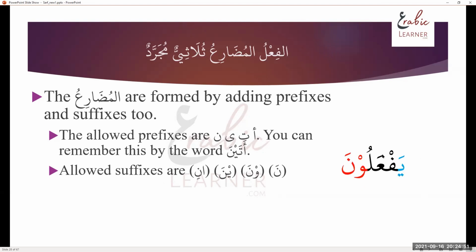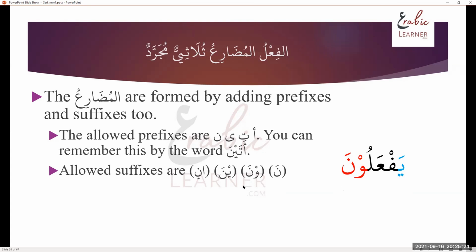For example, Yaf'aluna. Here we added the prefix in the beginning, Ya, one of the Ataina. So here we added Ya before, and we added Una at the end, which is a suffix. So this is yaf'aluna, meaning they all are doing. So this is Mudaare. So they all are doing, or they all do. You can even say they all do.